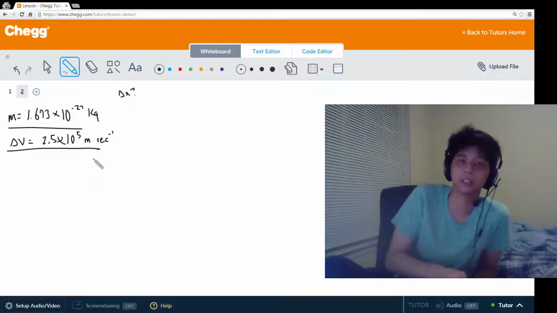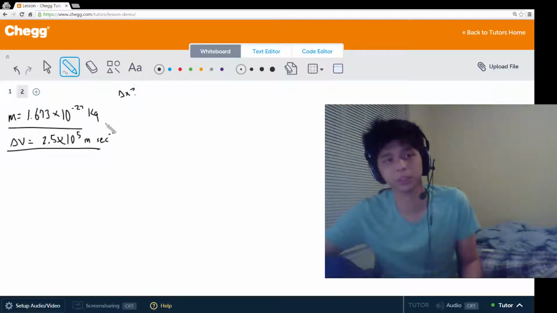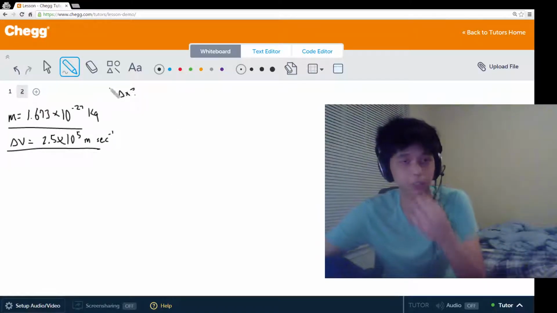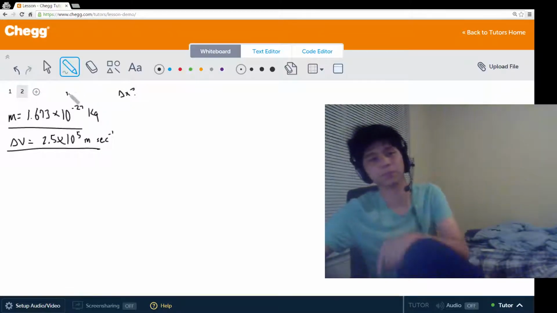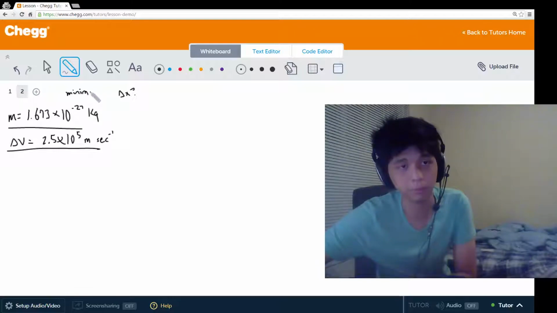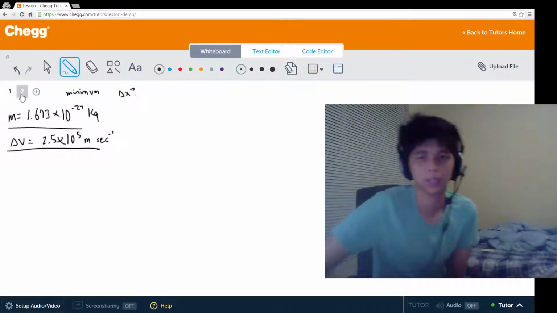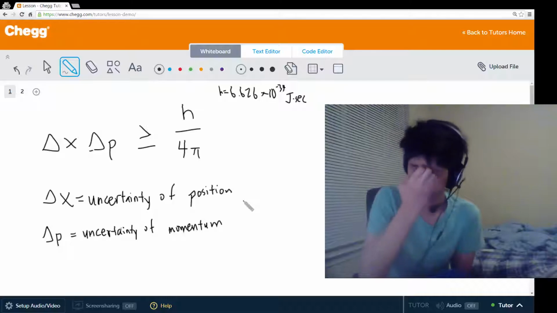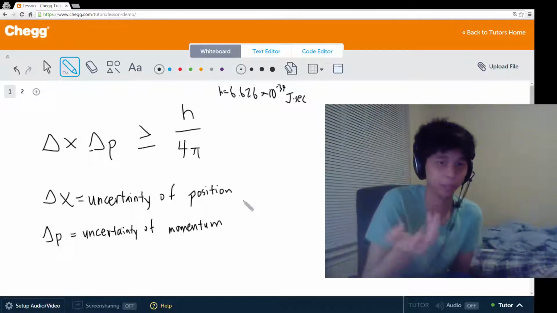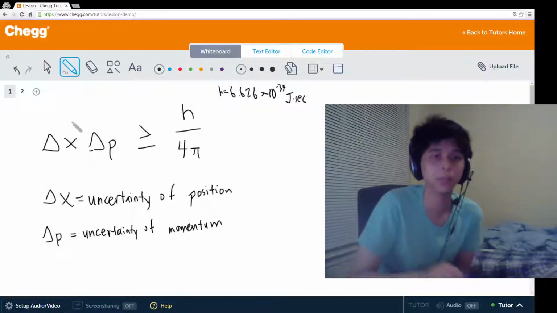Note that this is uncertainty in velocity, which is not one of the values we talked about in the Heisenberg Uncertainty Principle. So this question wants you to solve for the uncertainty of position, or the minimum delta x of this proton. So the minimum uncertainty in position. At first glance, it seems like we can't really apply this equation that we just learned to this problem.